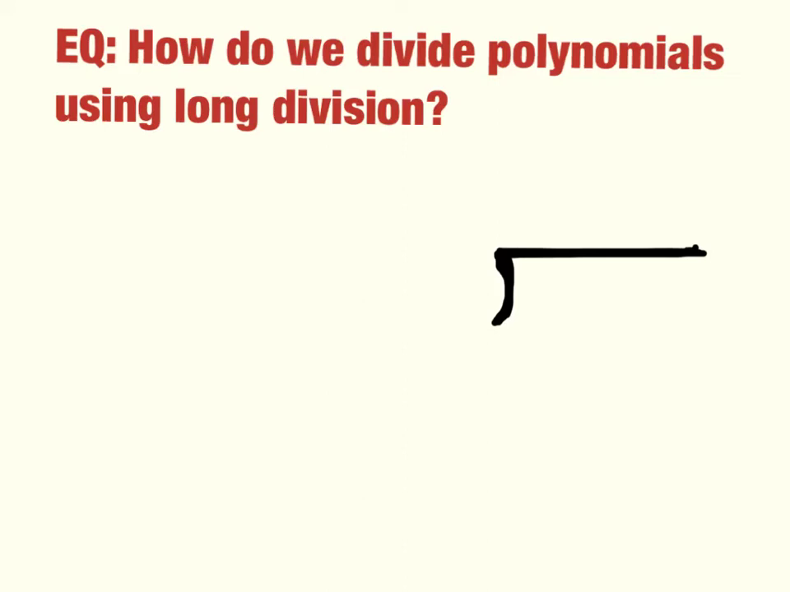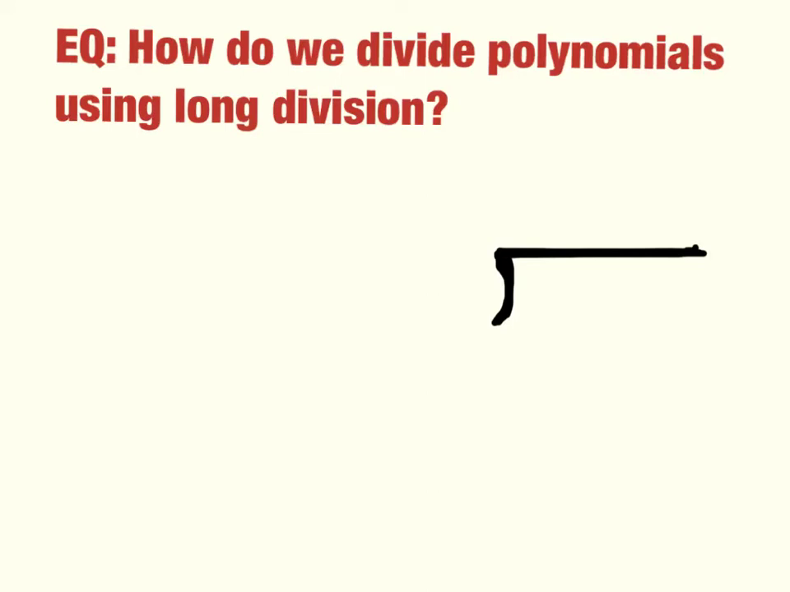Okay, so we're going to look at how do we divide polynomials using long division. We probably haven't seen this division symbol in a while, right? Because we haven't divided things like this. But we're going to use that to divide whole polynomials. We'll start with how we used to do it with just numbers, and then I'll show you what I mean.